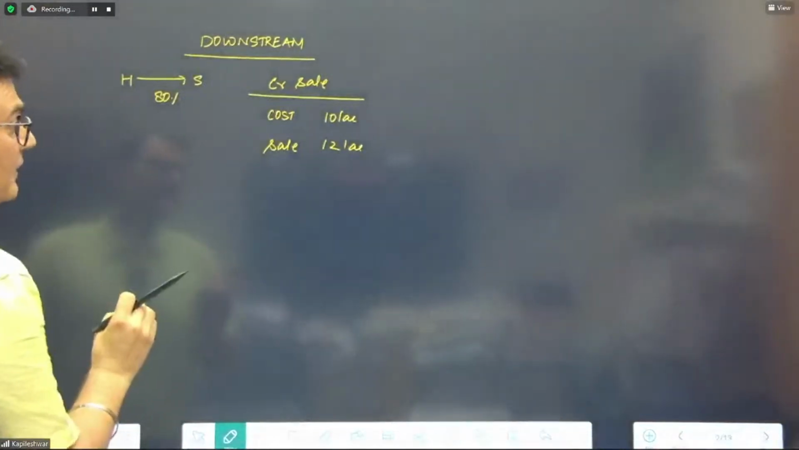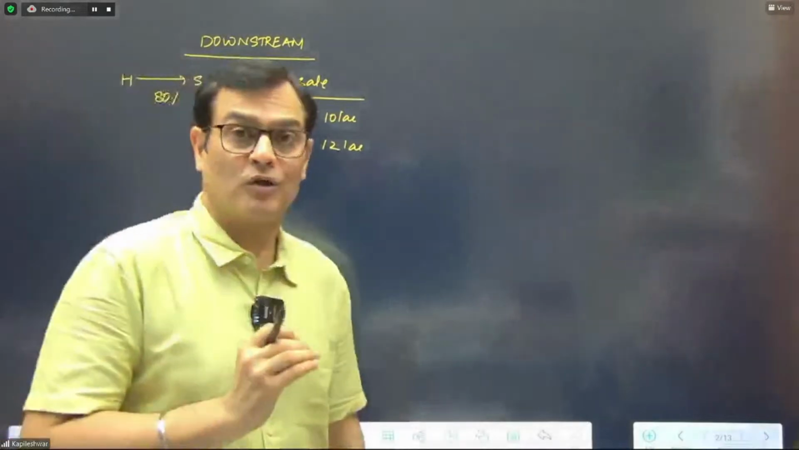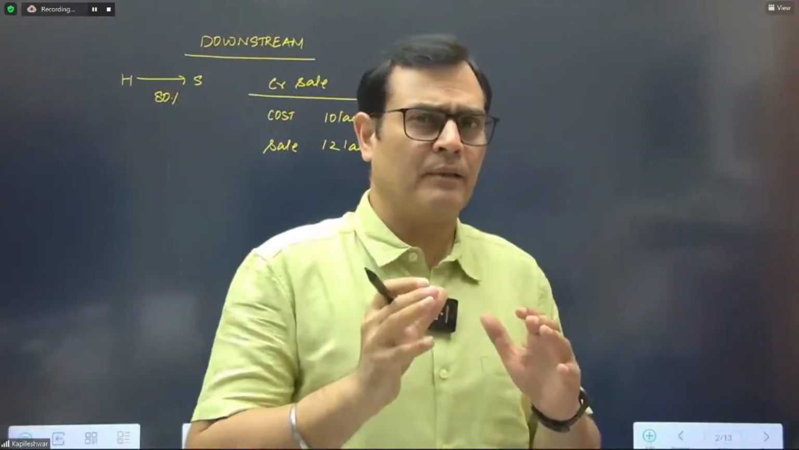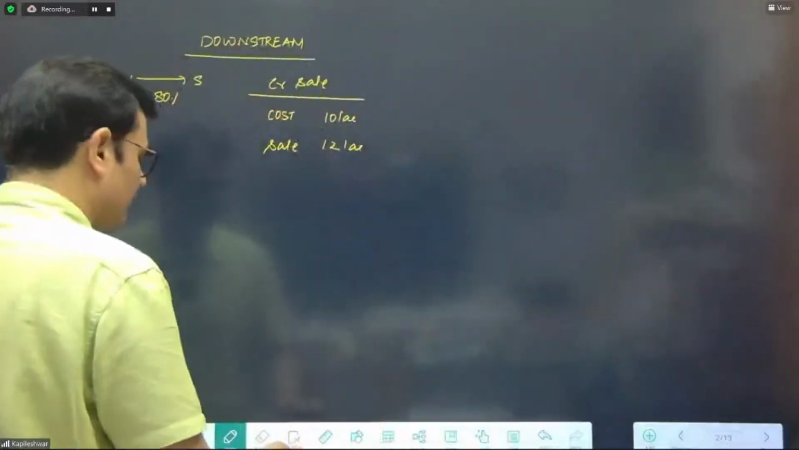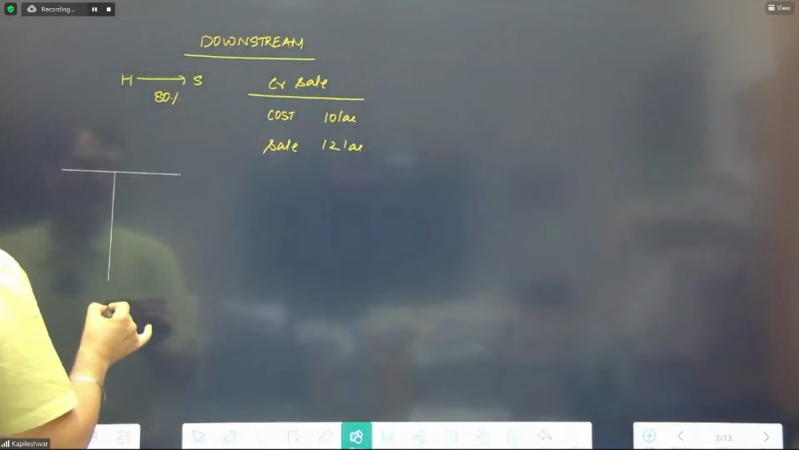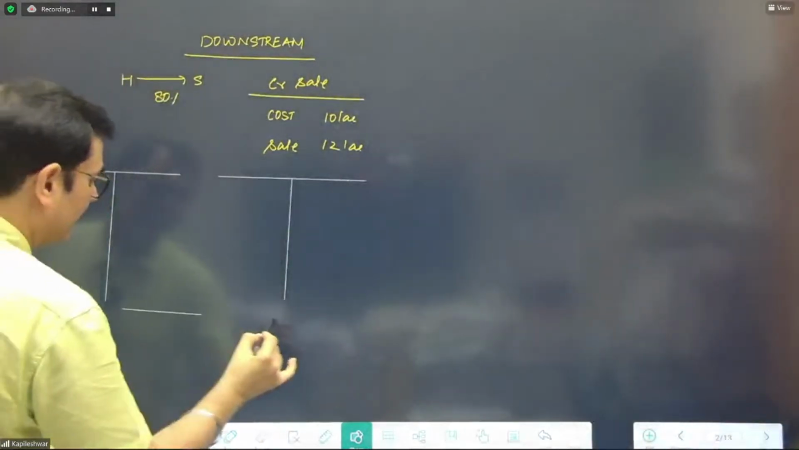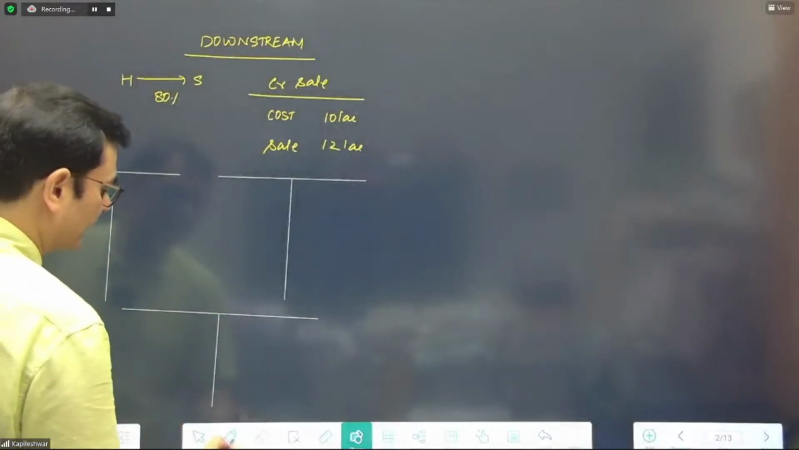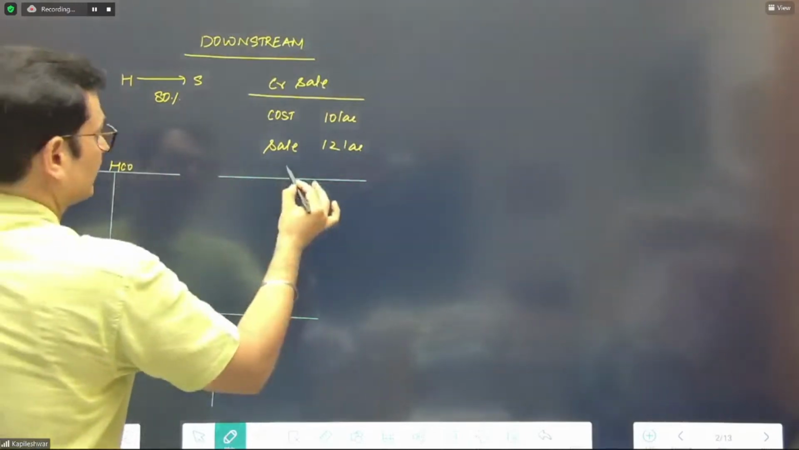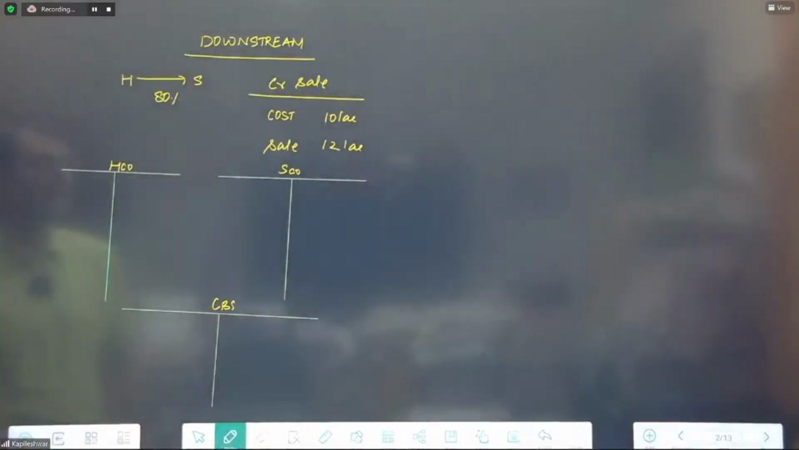So let's say the parent company made a credit sale to the subsidiary for goods which cost 10 lakhs at a sale price of 12 lakh. Now imagine what happened in the balance sheet of the parent company. So this is the balance sheet of the parent, this is the balance sheet of the subsidiary, and also have a look at the consolidated balance sheet.